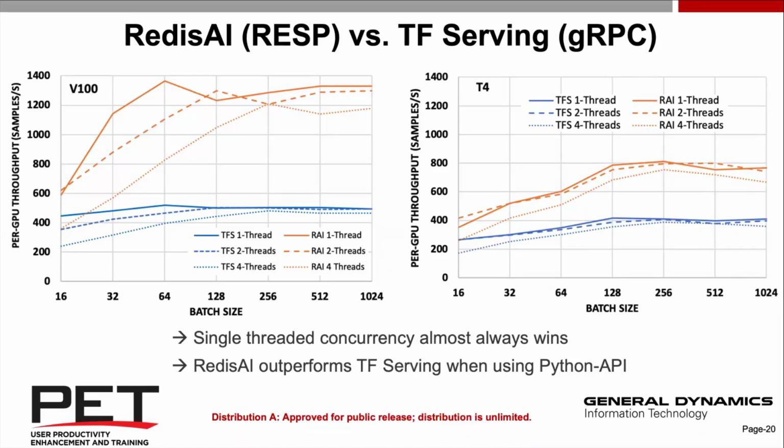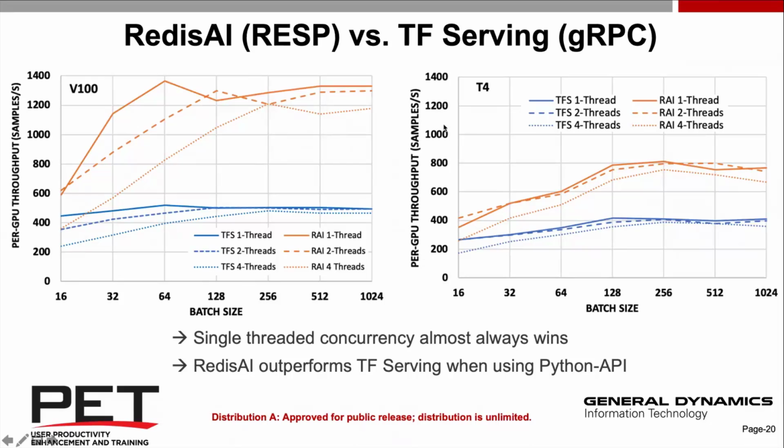TF Serving using gRPC. In this case, we send 512 requests with batch size 1024 per GPU and average the latencies to get throughput. Here again, we see single-threaded concurrency, which is the solid line here, almost always outperforms multi-threaded concurrency, so concurrencies of 1 and 2. And we see that RedisAI significantly outperforms TensorFlow Serving. And so the left plot is for the V100, and the right plot is for T4 GPUs.